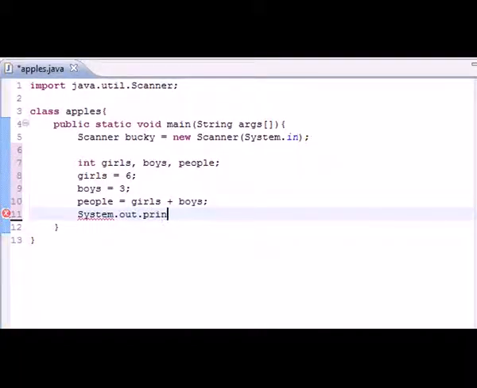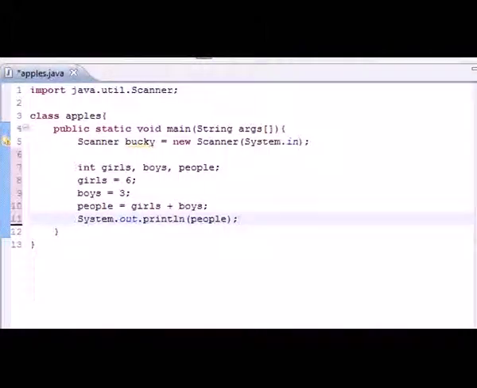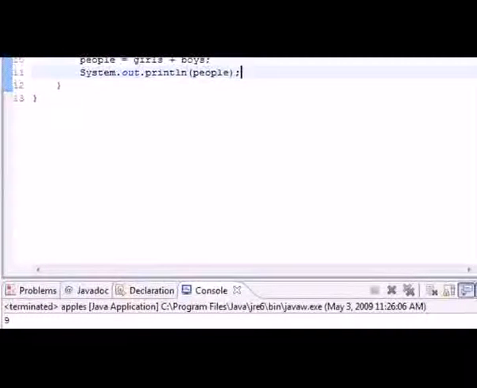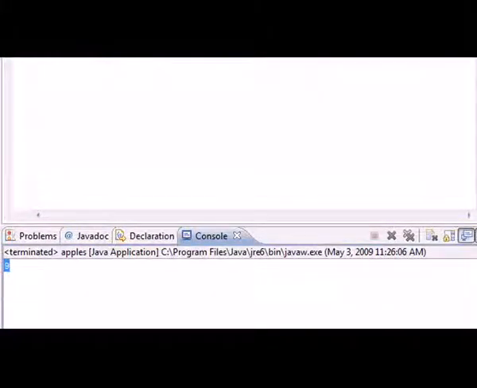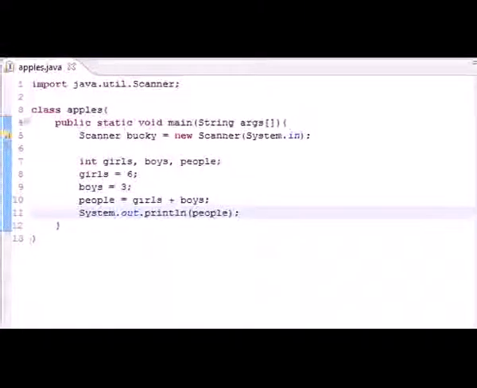So we put system.out.println, and in our parameter go ahead and put people. Now if we go ahead and run this, we get 9, since 6 plus 3 is 9. And so that is how you can use addition with Java.